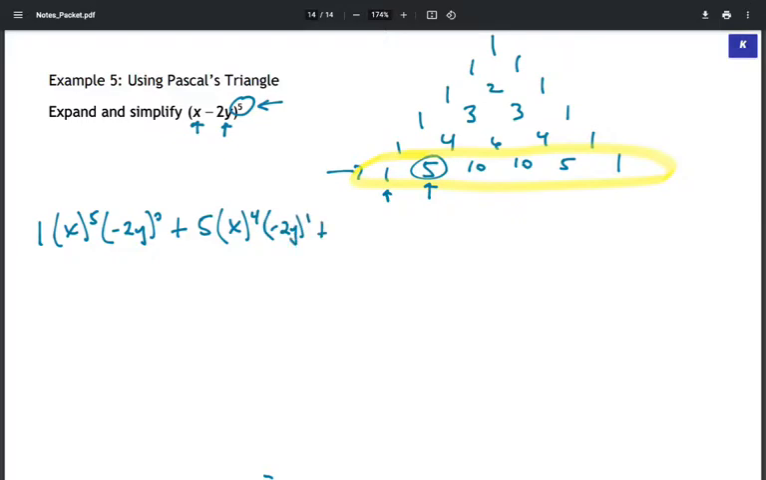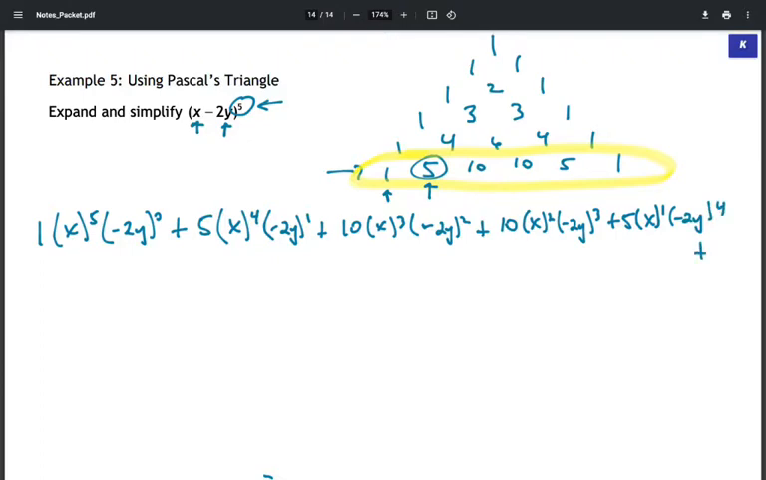And then we'll go to the third term. So we start off with 10. X is now to the third power. Negative 2y is to the second power. And then plus another 10. X is now squared. Negative 2y is now cubed. And then plus 5. X is now to the first power. Negative 2y is to the fourth power, and then we end up with 1. X is now to the 0 power, and negative 2y is to the 5th power.